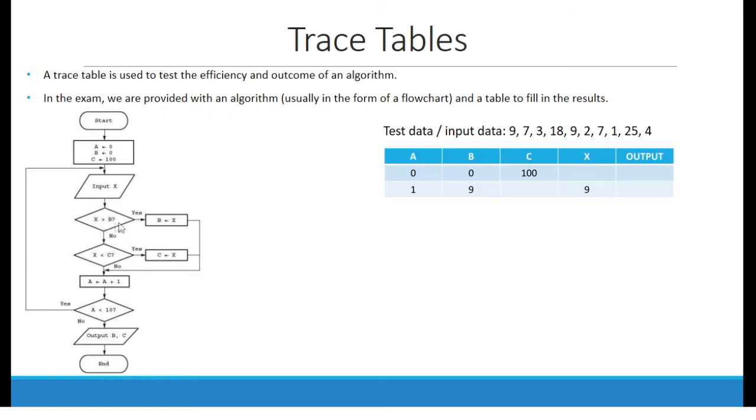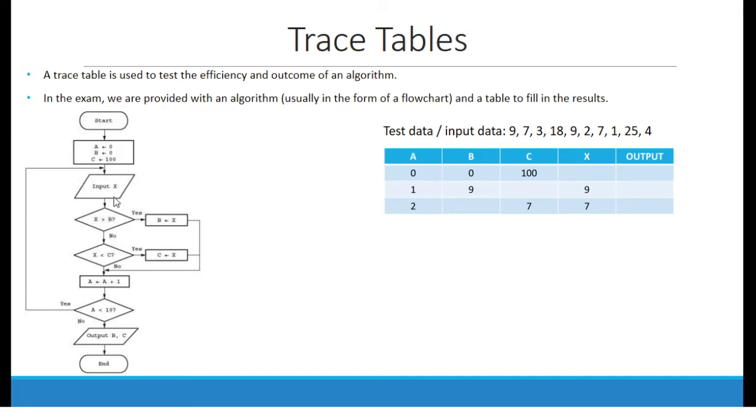Is x greater than b? No, since 9, which is the previous value we assigned, is bigger than 7. Is x smaller than c? Yes, since 7 is smaller than 100. Now we assign c as 7. Again, a is equal to a plus 1, so a becomes 2.